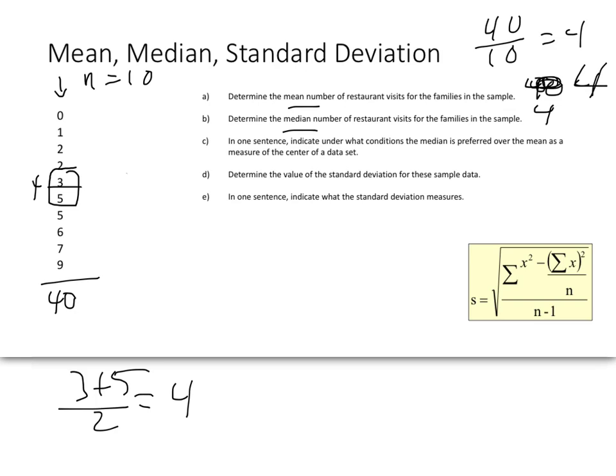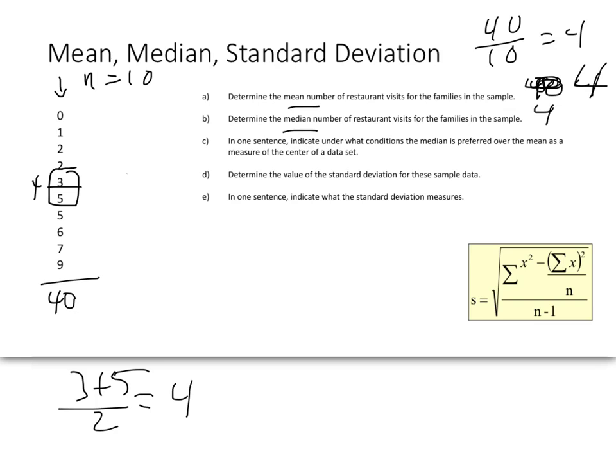So again, that would be if they expect outliers, then you'd use a median. All right, so part C we've done, and then part D: determine the value of the standard deviation for these sample data.